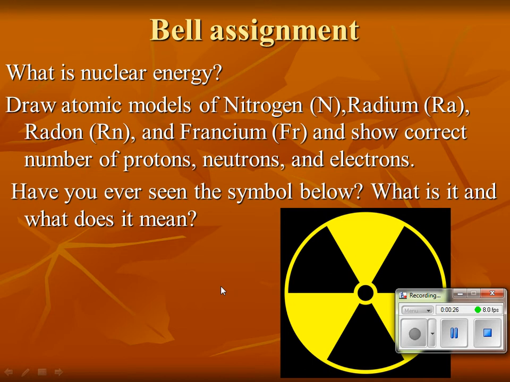And then I want you to look at the symbol below. What is it and what does it mean? I want you to think about that before we actually begin. Do you think good things? Do you think bad things? Hopefully throughout this video, this next unit, you're going to learn some really important applicable things in your life.